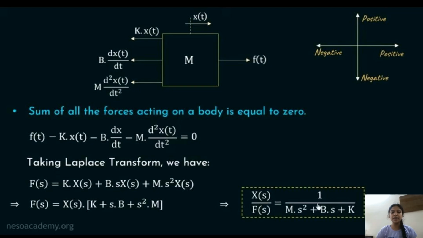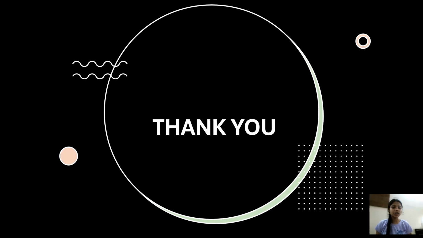If we take this X of s to the left hand side, then it will become X of s divided by F of s. Here this term will become the reciprocal. So we have the final equation. At last we are getting X of s divided by F of s equals 1 divided by K plus B into s plus M into s square. This is the required equation that we got at last.